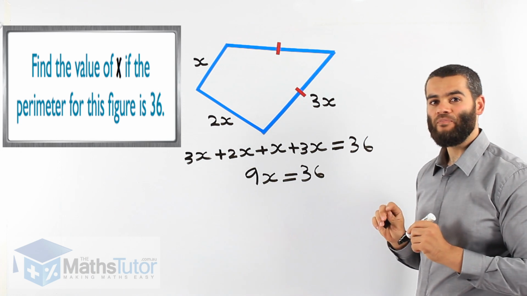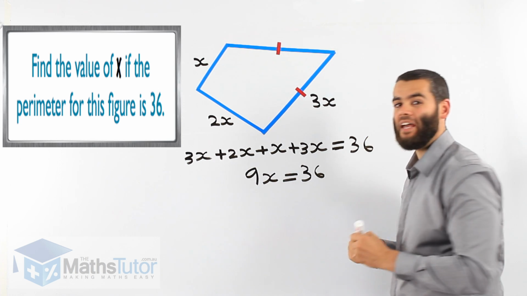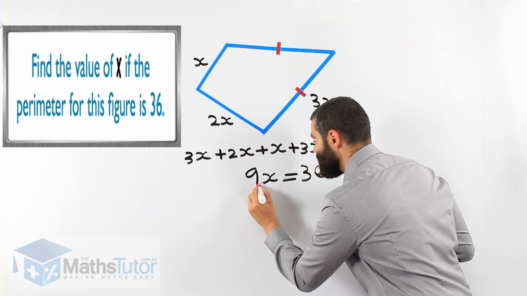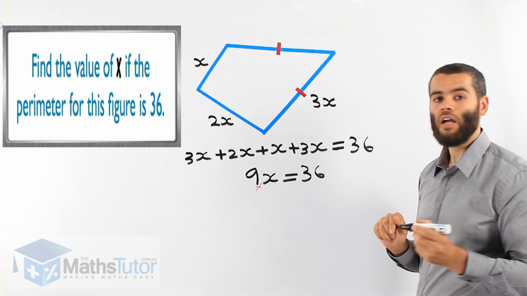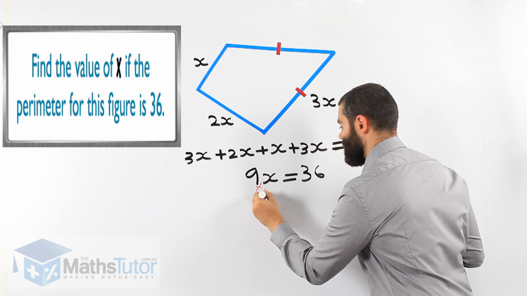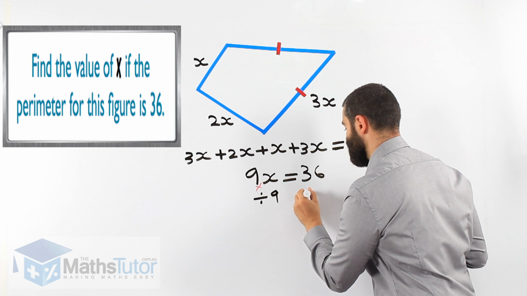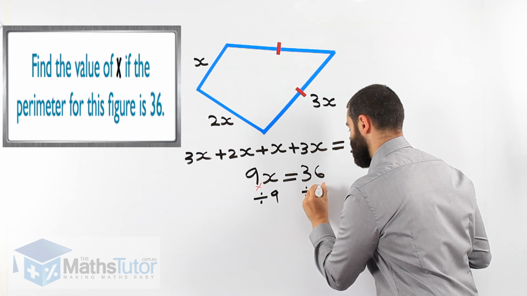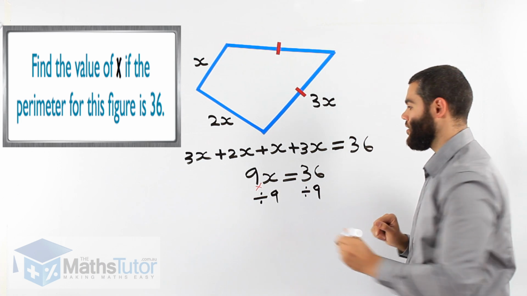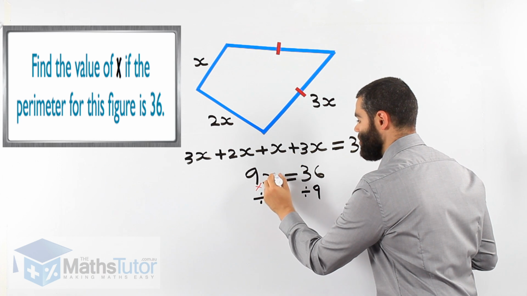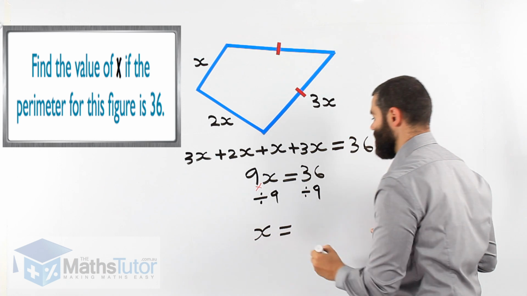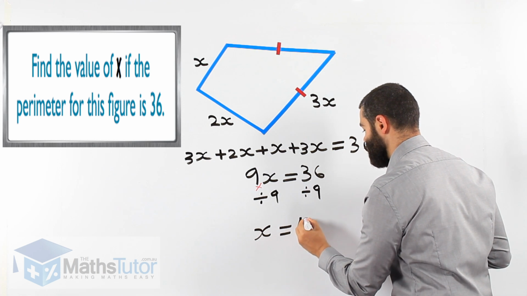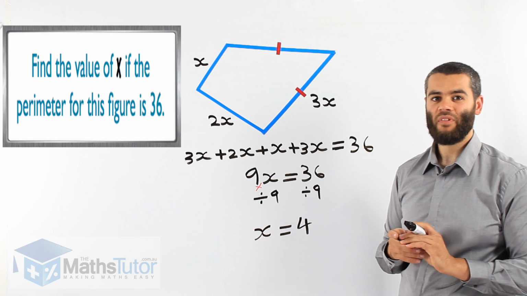9x, what does that mean? It means, we learnt, 9x actually means 9 times x. And we know the opposite of times is divide by 9. Then 9 divided by 9 is gone, 1x. 36 divided by 9, x is going to be 4.